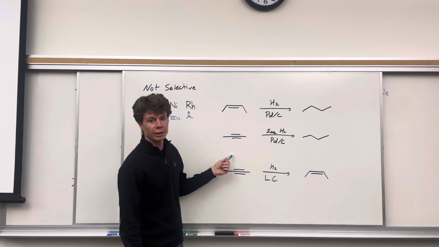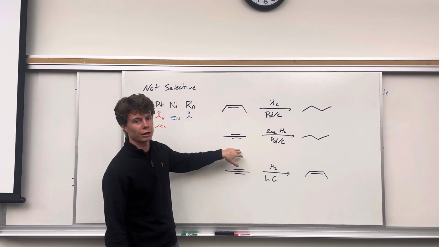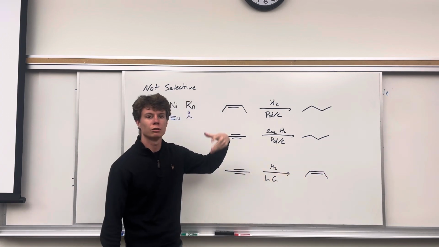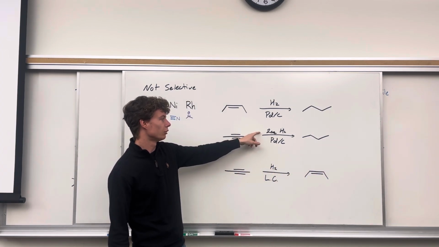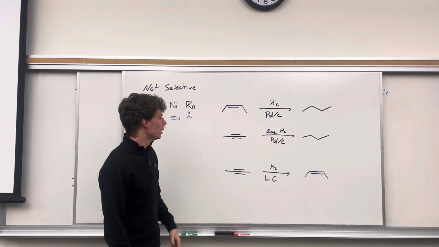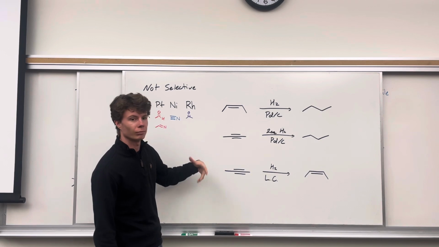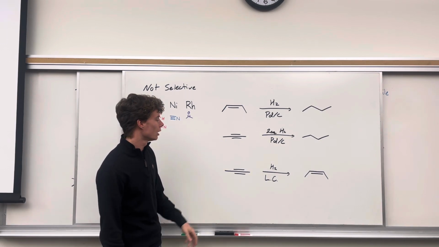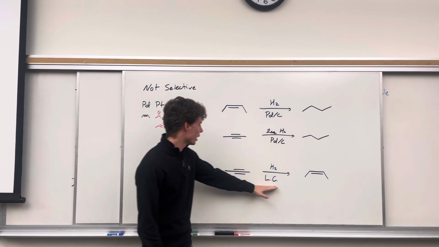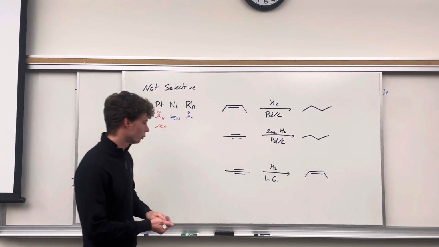Here I have an alkyne, okay? Metal catalysts are able to reduce an alkyne all the way down to an alkane, but we need two steps, and that's why we have at least two equivalents of H2, or if we had excess H2, it'd be the same. Pretty much it.